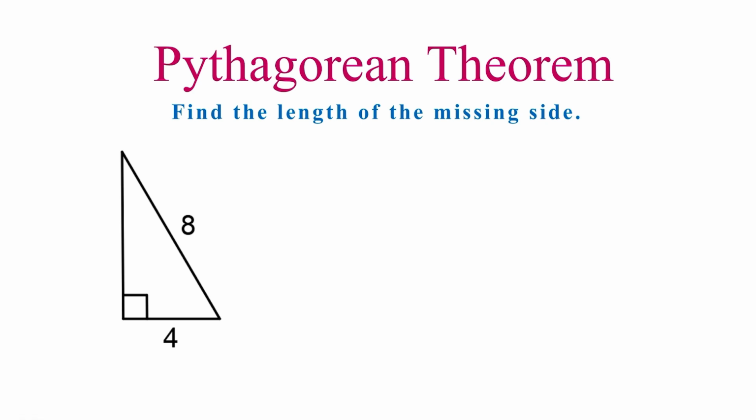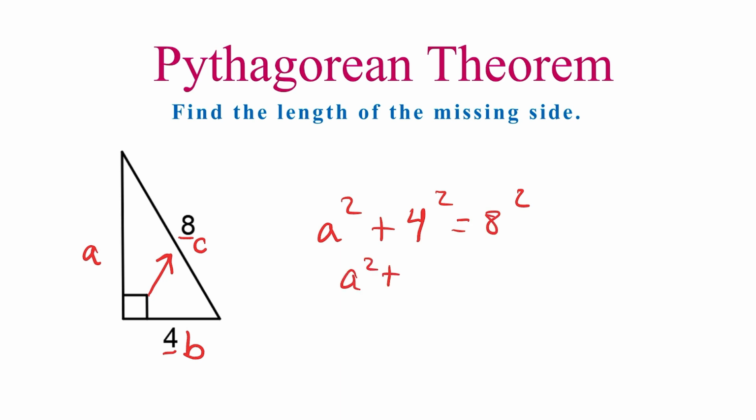We've got 4, 8 is C. I'm going to make my missing leg A and this leg B. A squared plus B squared equals C squared. I'm going to write the Pythagorean theorem. I'm looking for A, so I leave it alone. B is 4. Put a 4 in here. C is 8. Put an 8 in for C and solve. A squared plus 4 times 4 is 16. 8 times 8 is 64.